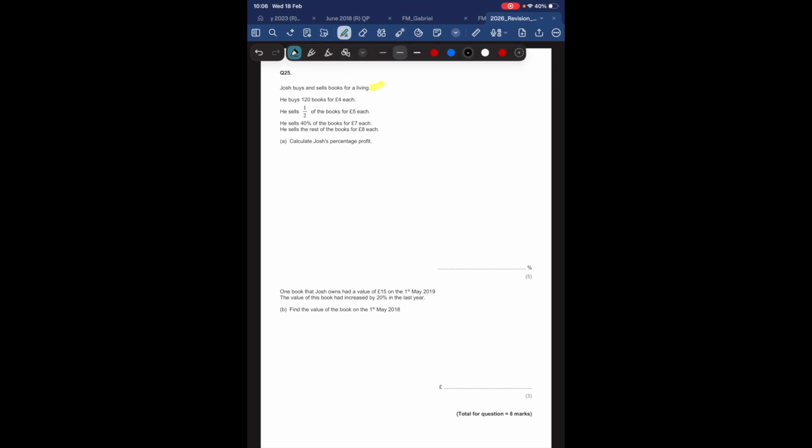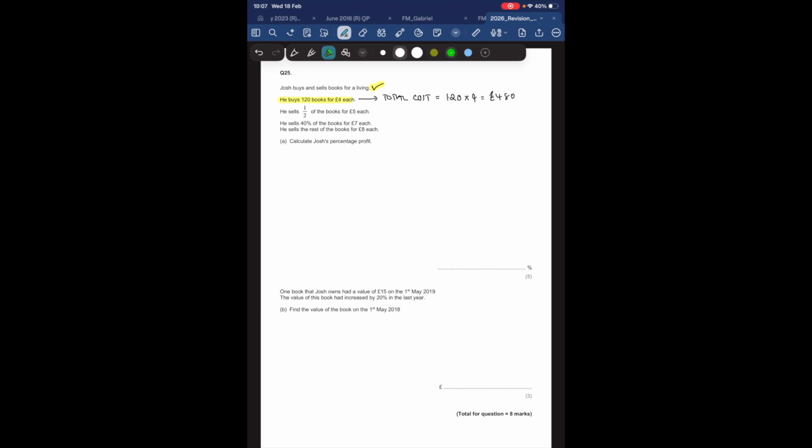If we look at the next line, we're told that he buys some books for £4 each. We're told he buys 120 books for £4 each. What I can do immediately is work out the total cost of buying all the books. So the total cost, simple calculation, is going to be 120 books times £4. And if I work that out, that's going to give me £480. So I've analysed the first line.